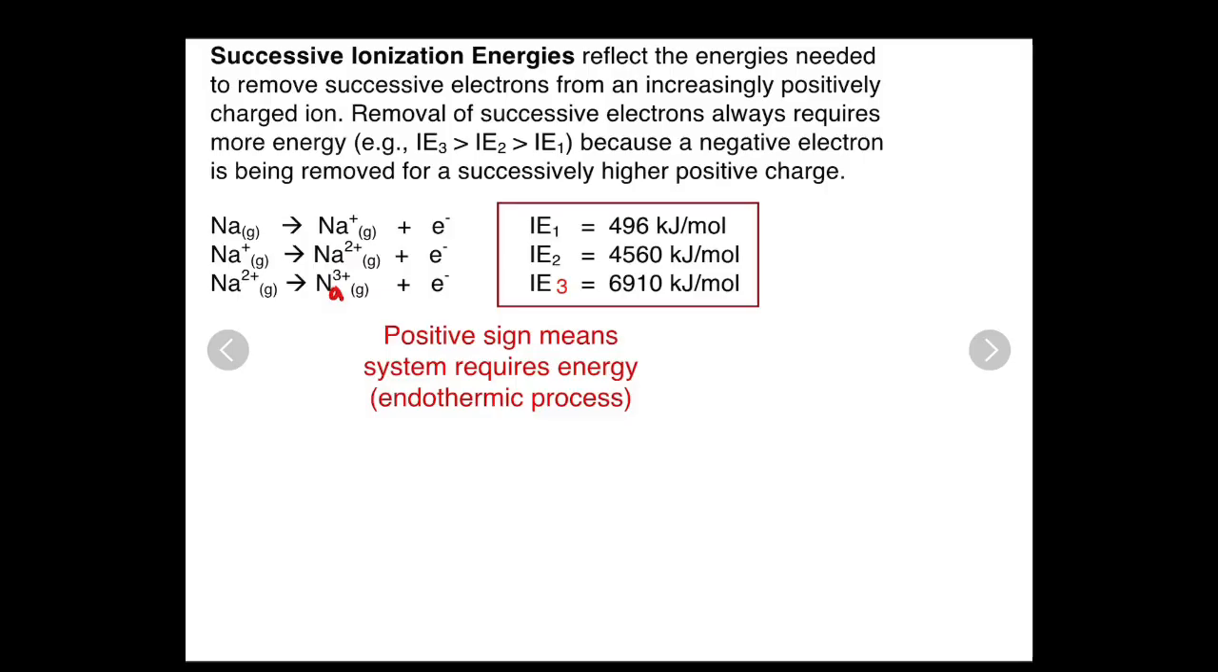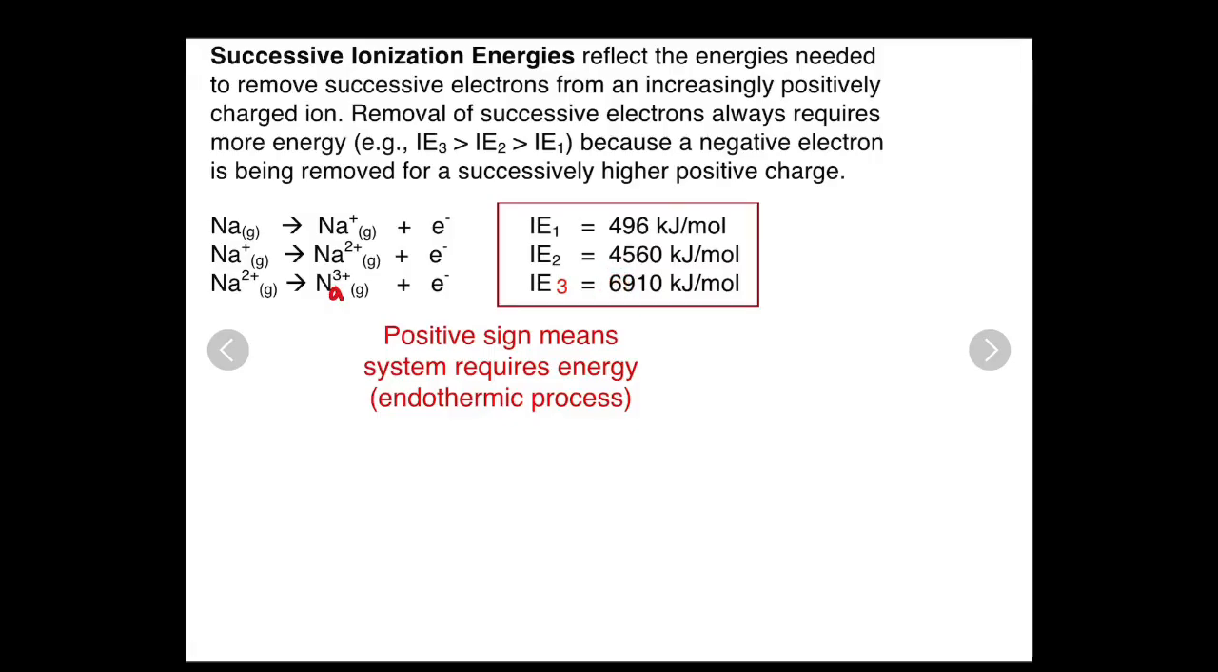So again, same reason here. When you remove more electrons, the size is going to get smaller and smaller. Therefore, as the size gets smaller, it indicates that the strength between the nucleus and the electron is stronger. Therefore, it's going to require much more energy to remove it.